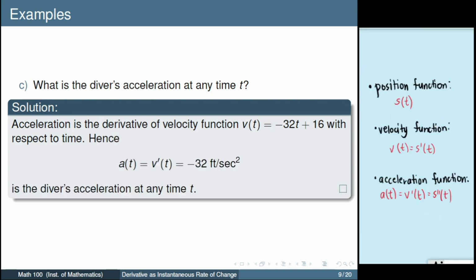And going back, from letter B, we have the velocity function v of t equal to negative 32t plus 16. Since we're getting the acceleration, we differentiate v of t. The derivative of this will just be negative 32. Hence, the acceleration at any time t is constant and is equal to negative 32 feet per second squared.